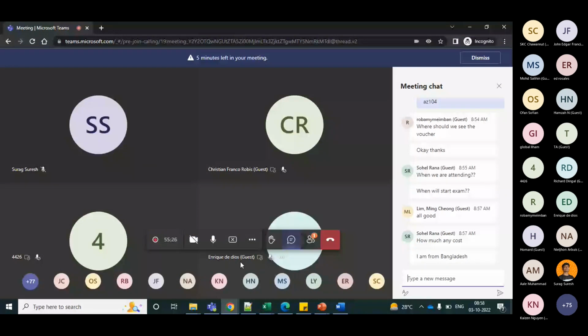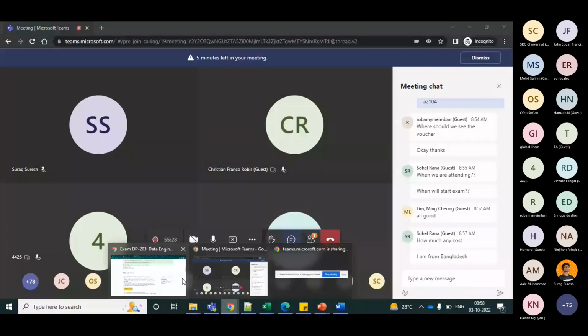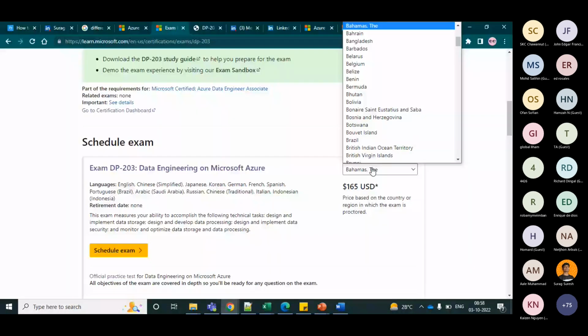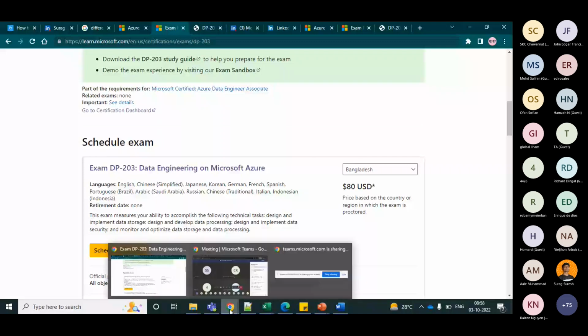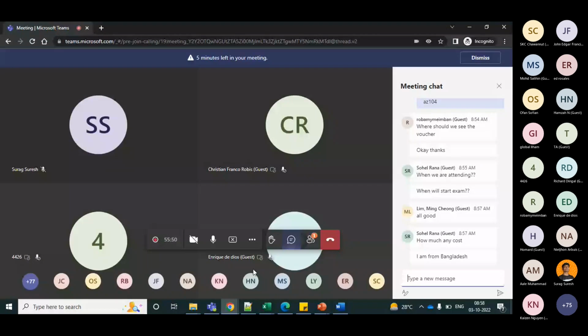You can select Bangladesh and choose as per that. If you are selecting Bangladesh, it will show you this much. So as per your country, the cost is going to change. When you're registering, you also need to provide your details like PIN code, address and everything. As per that, the total bill will be generated, so the cost will change as per your location.